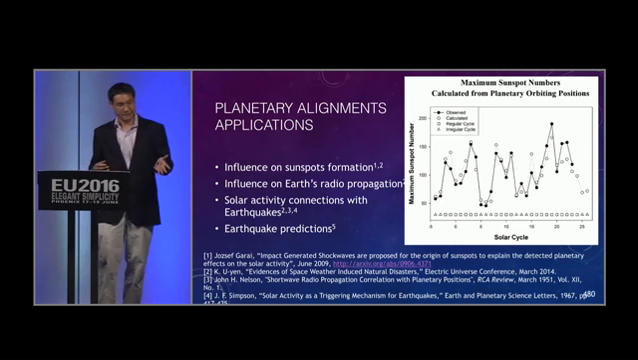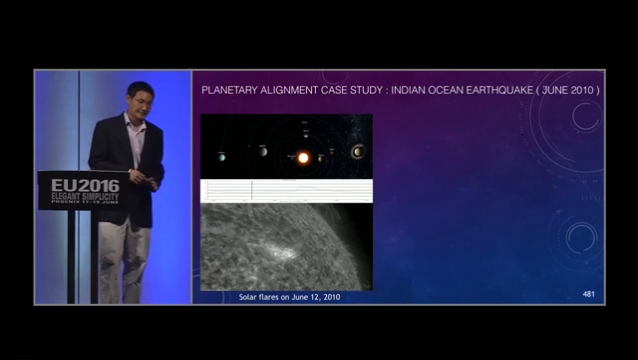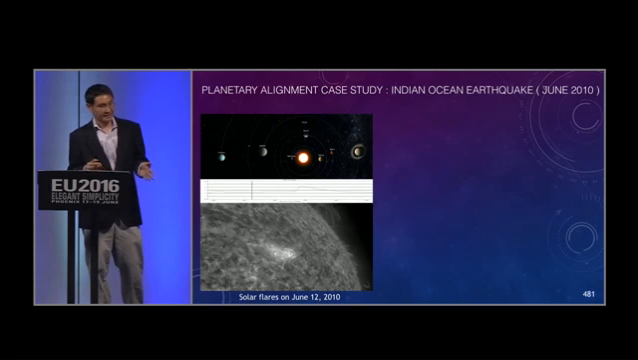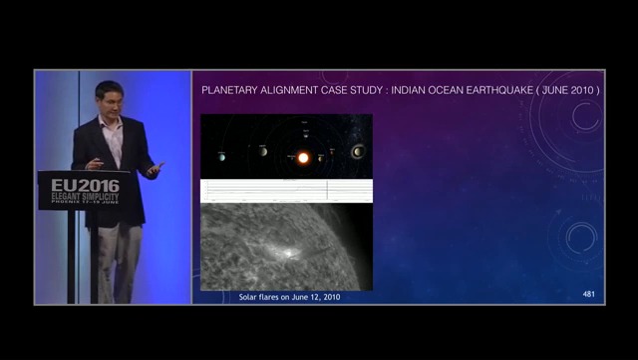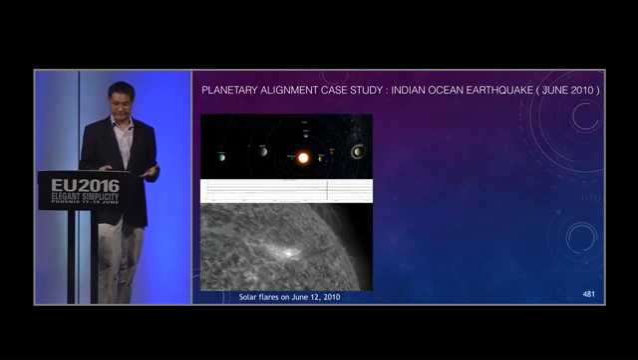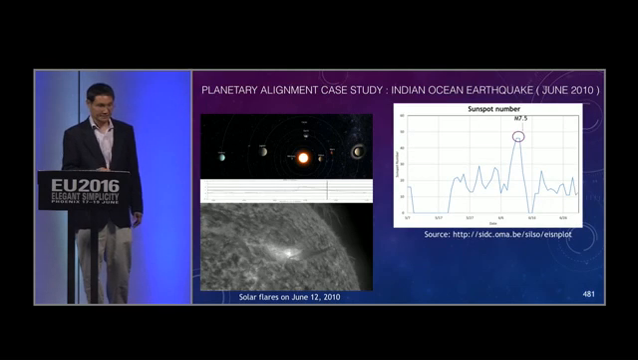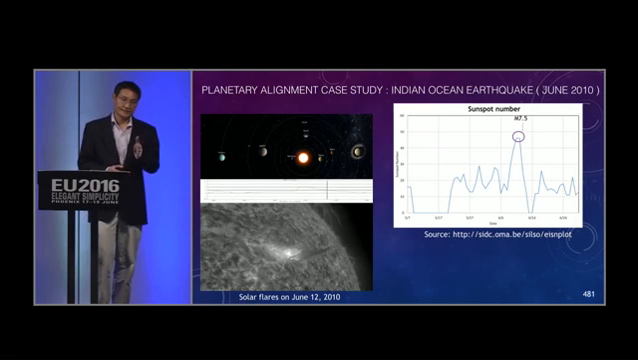And of course, there are people who do a lot of prediction for earthquakes. Of course, last but not least, one of the last experiments, a case study here. It's a case study of the Indian Ocean earthquake that happened in June 2010. And of course, there was solar activity during the time when planets were aligned. So in this case, you see multiple planets aligned in the center, in the same plane. And Earth is 90 degrees from that alignment. So you see how sunspots peak during the time when planets come into alignment.